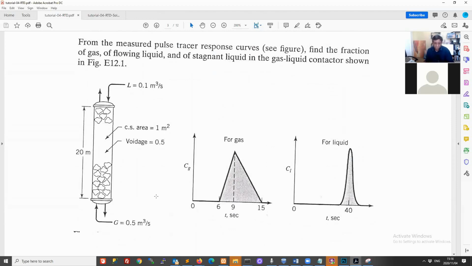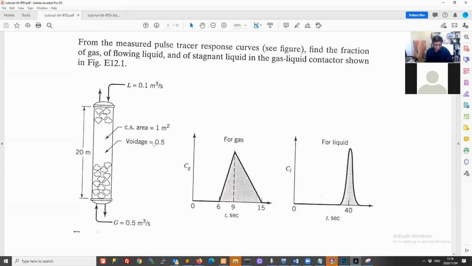And if you look at this, there's quite a lot of information given here. So we know the cross-sectional area of this tube. There's a 1 square meter cross-sectional area. And then the height here is given to us, 20 meters. So clearly the volume here is 20 cubic meters.